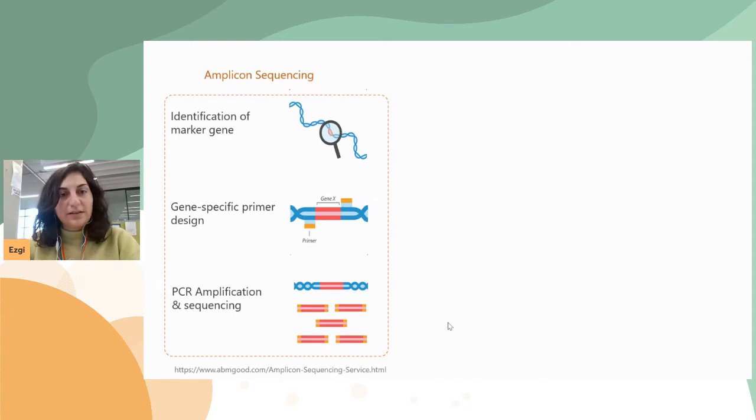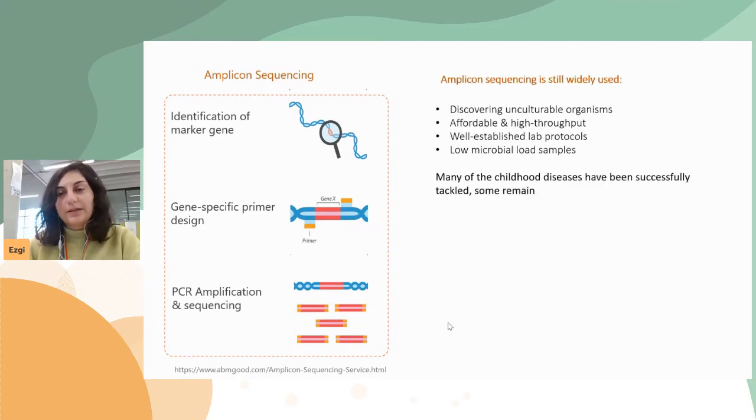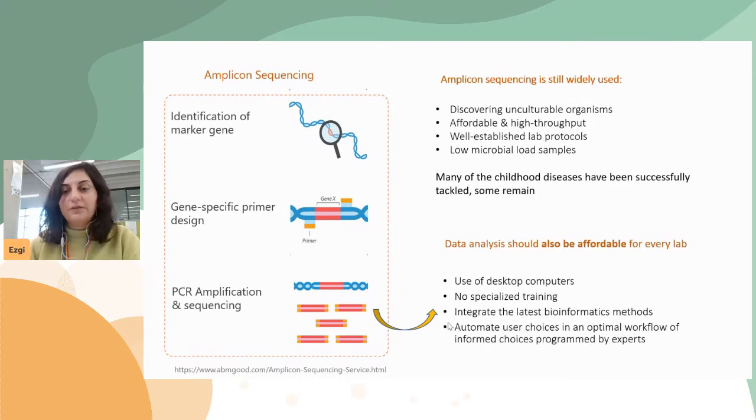Amplicon sequencing is still a widely used technique, and it's based on targeting a marker gene, amplifying and sequencing it. It's still widely used because it's a cost-efficient and high-throughput technique. Many of the childhood diseases have been successfully tackled by amplicon sequencing, although some still remain. That's why amplicon data analysis should be affordable for every lab, using desktop computers and without specialized training.